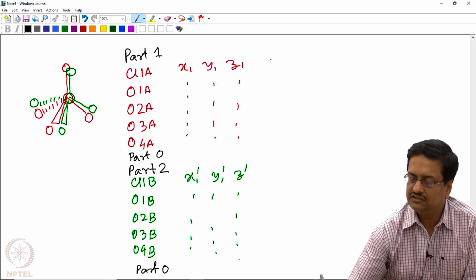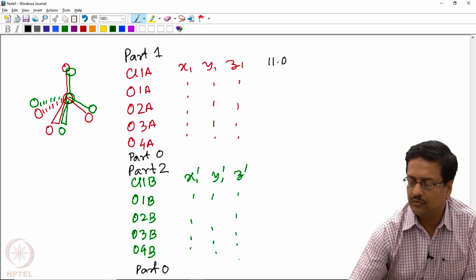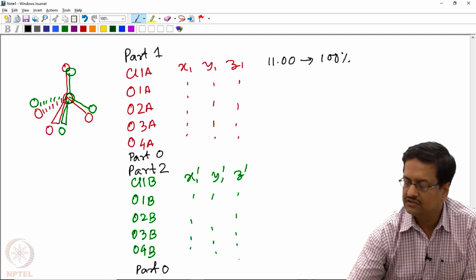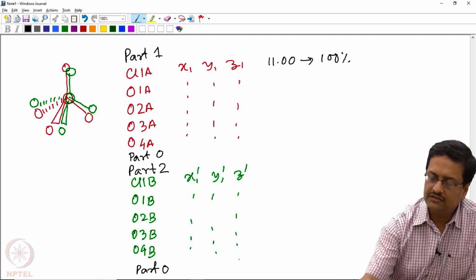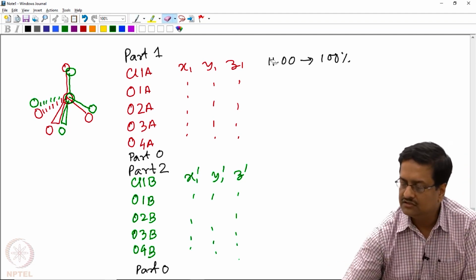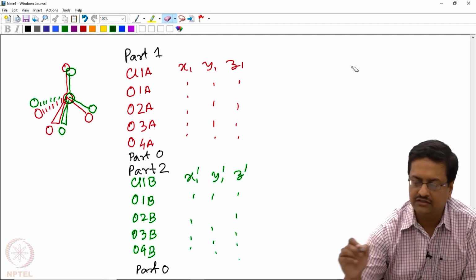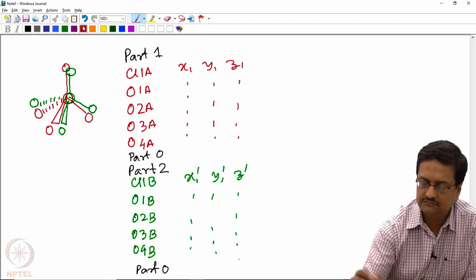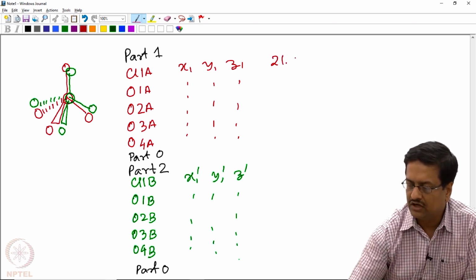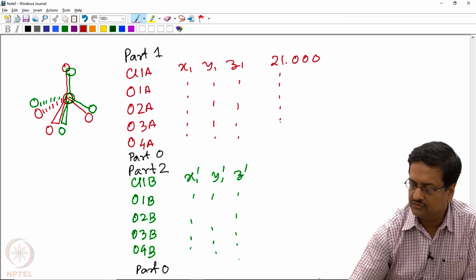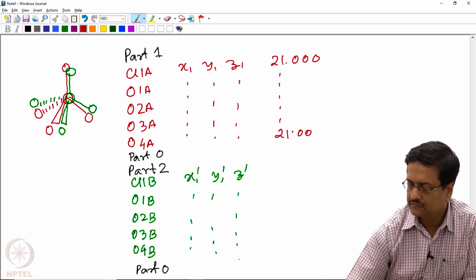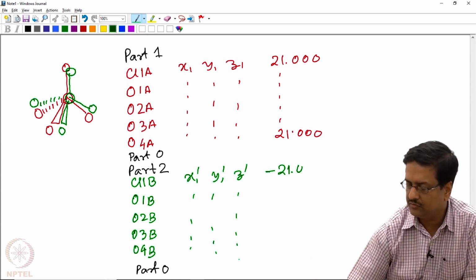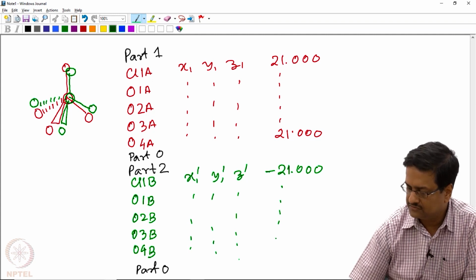As I said, the occupancy parameter is generally written as 11.00 for 100% occupancy, but in case of this disordered structure, instead of writing it as 11.0, we write it as the first part as 21.000, and we write all those as 21. And then for the second part, we write this as minus 21.000 for all of those.